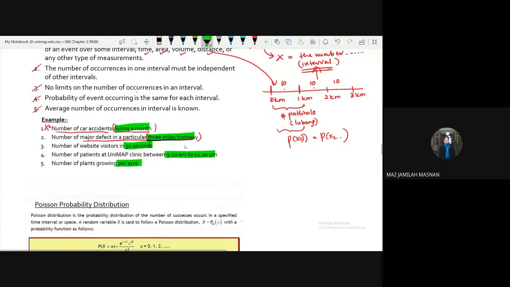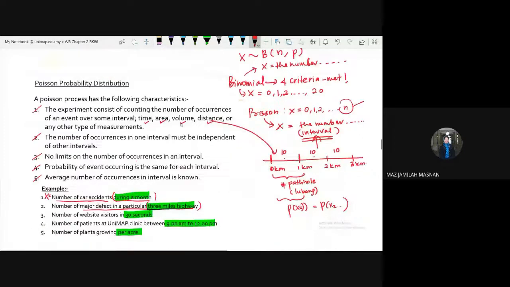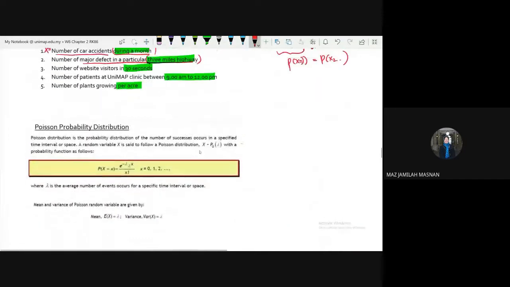In binomial, we know that x is binomially distributed with the parameters number of trials n and probability of success p. What about poisson? Poisson is as simple as x following poisson with the parameter lambda.